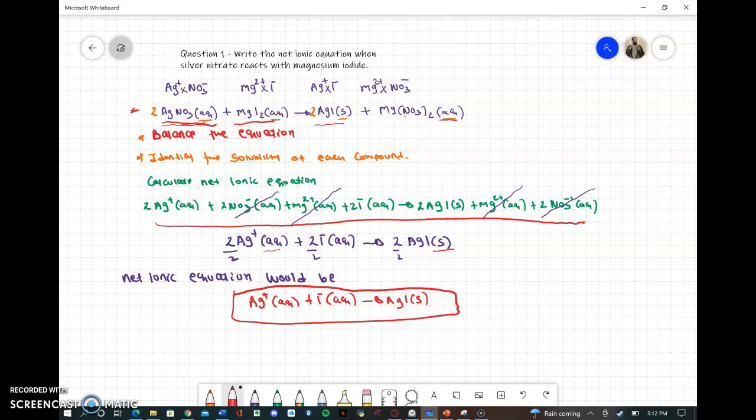Silver reacts with iodide, and we'll get silver iodide. Thank you.